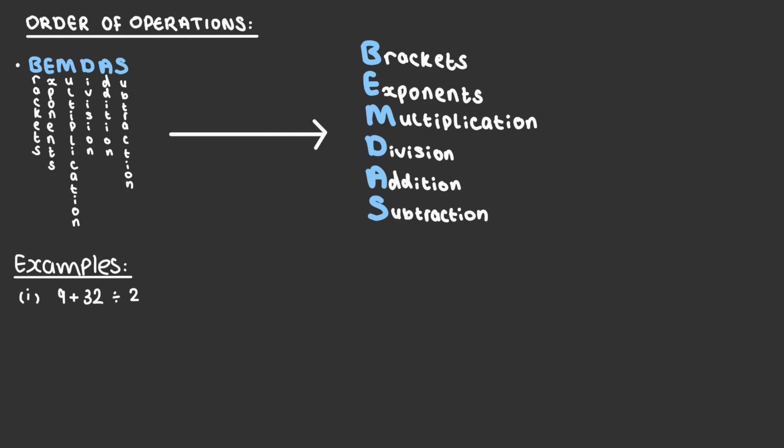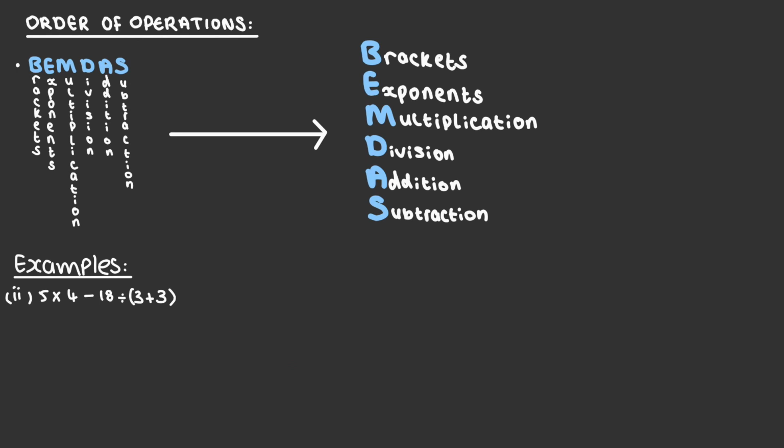Here is an example of a sum in which we would need to use the order of operations. In this example, we have to deal with the addition and the division operators. By taking a look at the acronym, it can be said that division is the first operator that should be used within this sum. So to begin, we must divide 32 by 2, which leaves us with 16. Replacing the original sum with our answer, we are left with 9 plus 16. Now, the only operator that is left is addition. By applying the addition operator, we get 9 plus 16 is equal to 25, which is our answer.